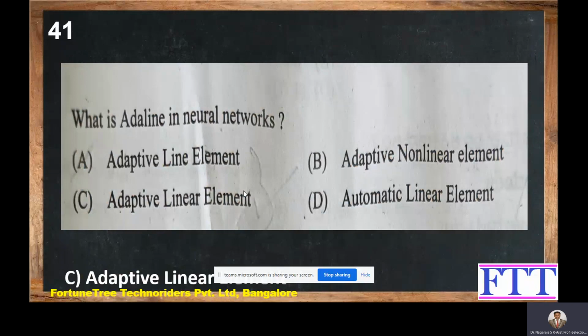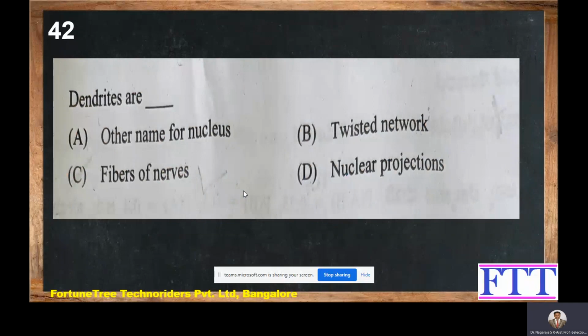So 42 question. Dendrites are option A, other name for nucleus. Option B, twisted network. Option C, fibers of nerves. Option D, nuclear projections. The right option is option C, fibers of nerves. So option C is the right answer.